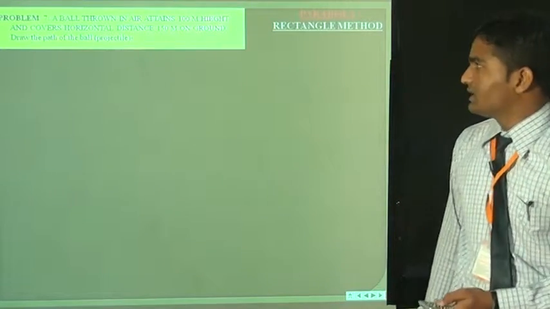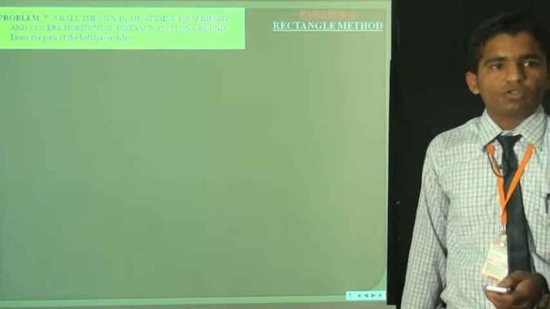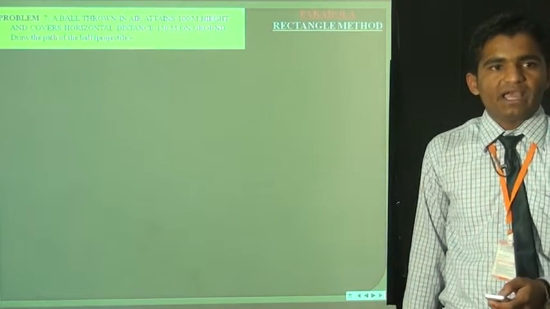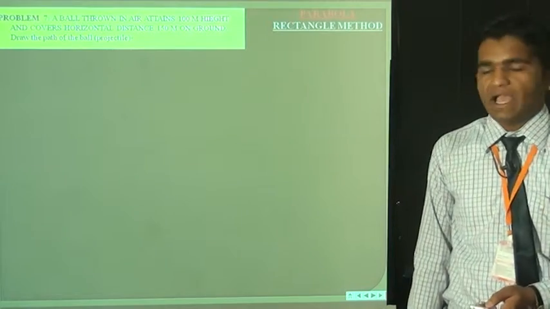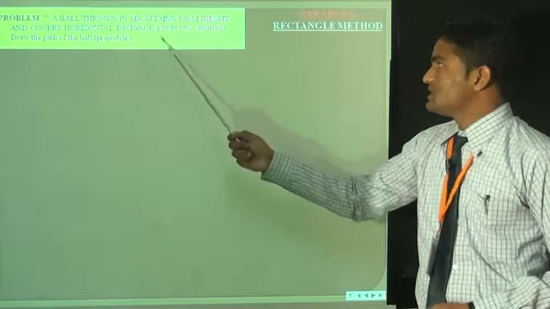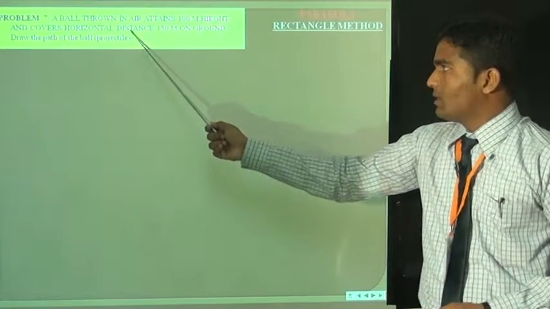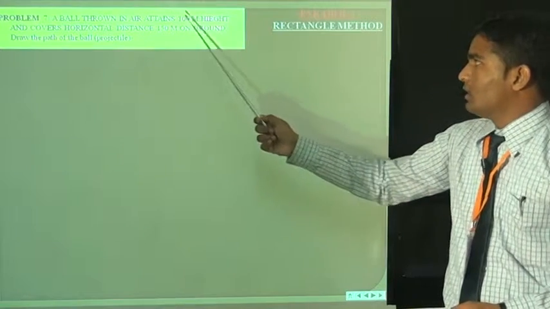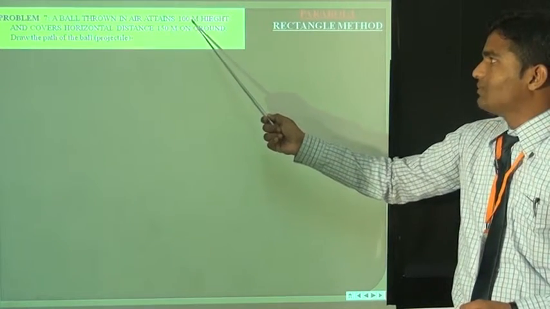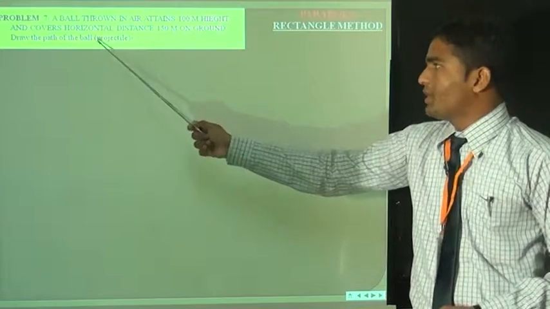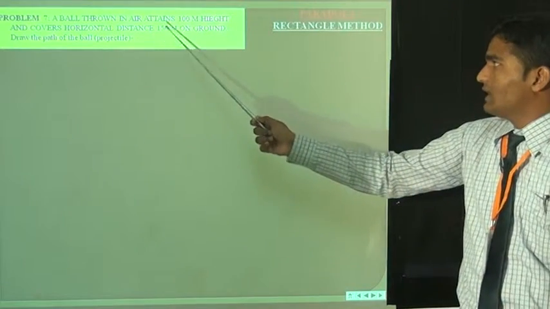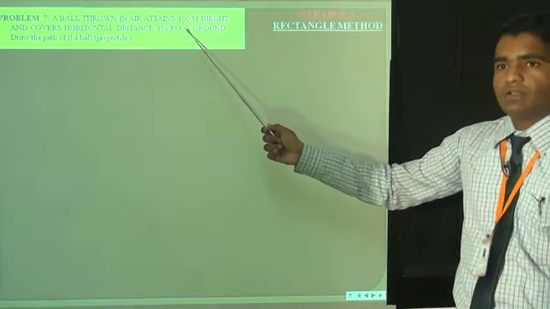Let's take this problem. A ball thrown in air attains 100 meter height and covers a horizontal distance of 150 meter on the ground. So in this problem we have the value of the maximum height attained by the ball and the distance from the start point of the ball and the end point.